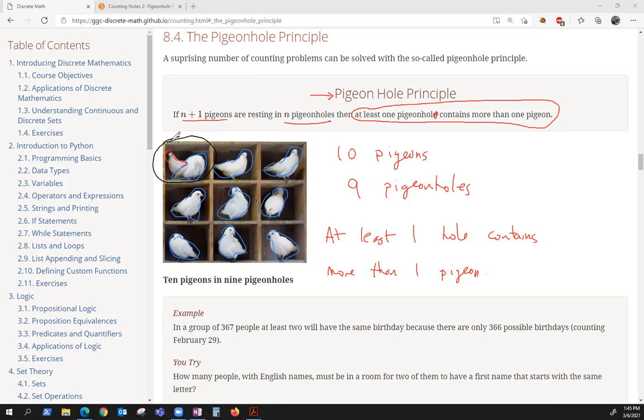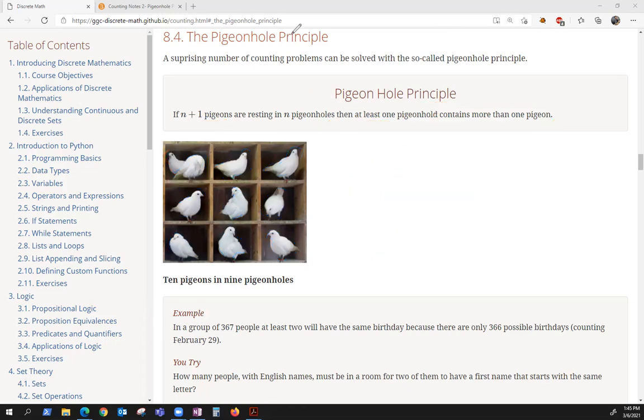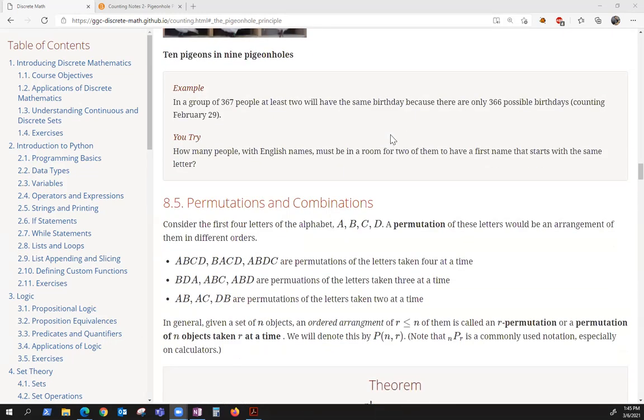This is surprisingly useful to answering lots of different counting problems. Let's look at an example. So if you have a group of 367 people, at least 2 will have the same birthday. Okay, why is that true? So when you're doing these types of problems, it's useful to think of it like this. What are the pigeons and what are the pigeonholes? That is, what are the categories you're trying to put people into?